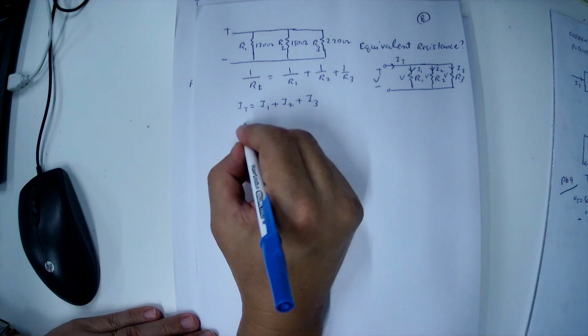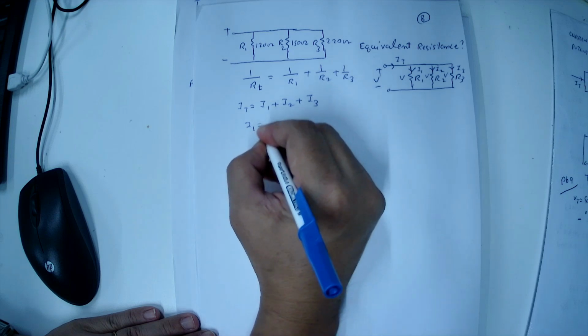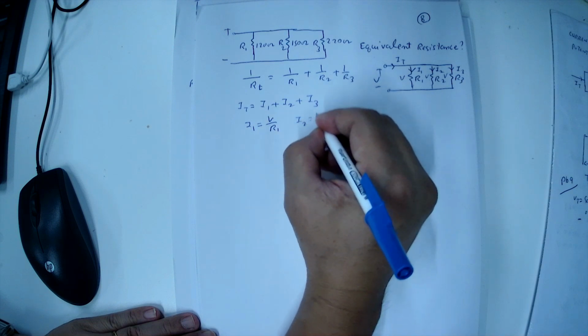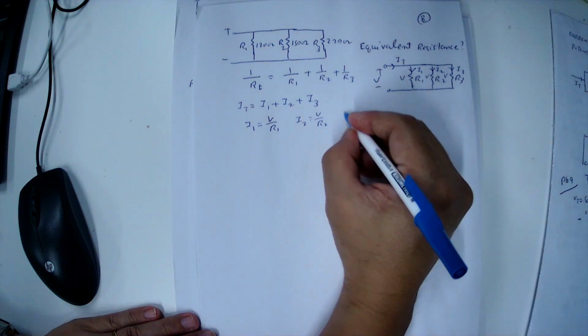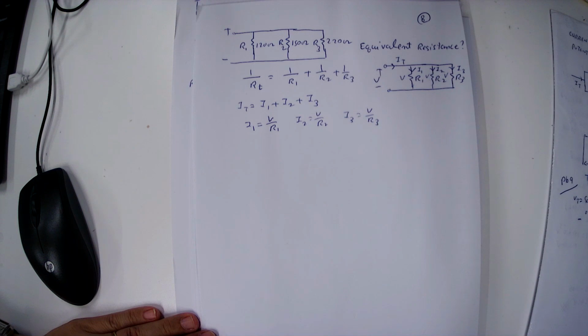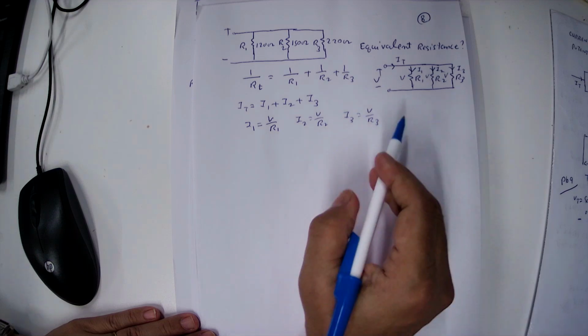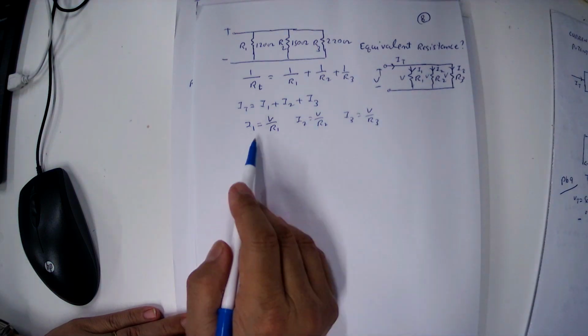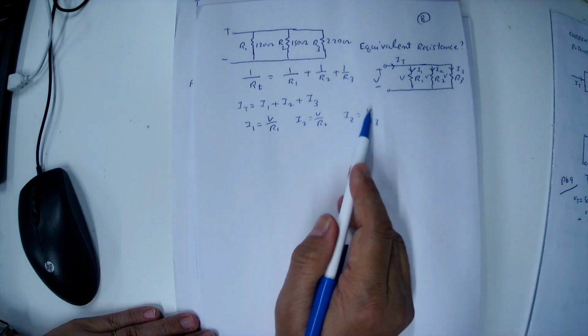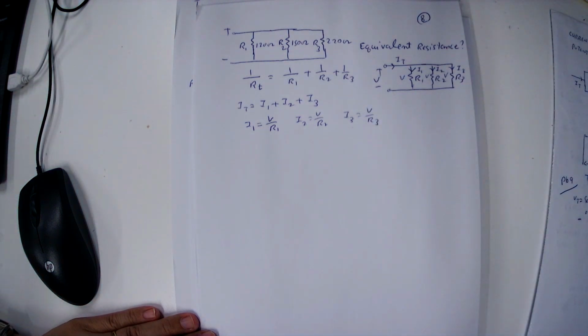And we can also calculate the current into the resistor R1, which is V by R1. Current in resistor R2 is V by R2. Current in resistor R3, I3, is equal to V by R3. Those are the currents flowing into the individual resistors, which are connected in parallel. So the current in resistor R1 is I1 equal to V by R1. The current in resistor R2 is I2 equal to V by R2. The current in resistor R3 is I3 equal to V by R3. So those are the formulas.